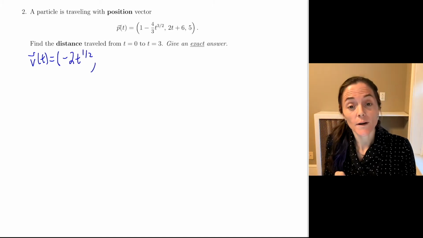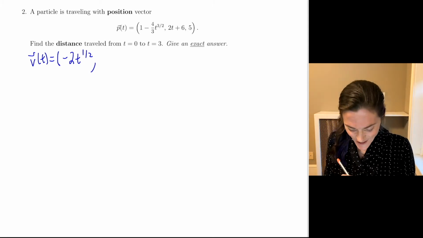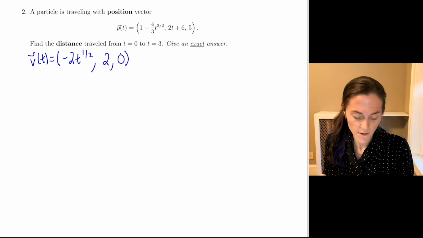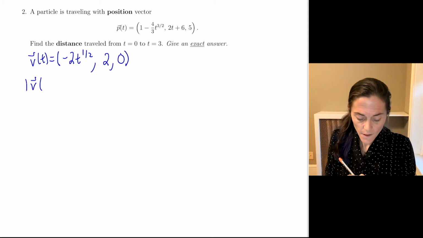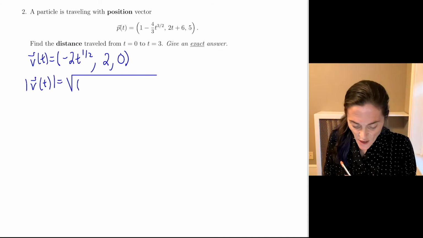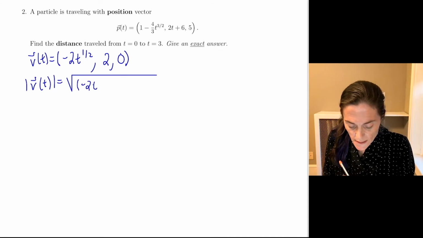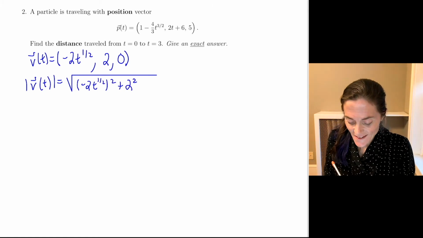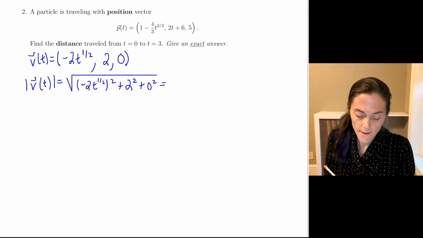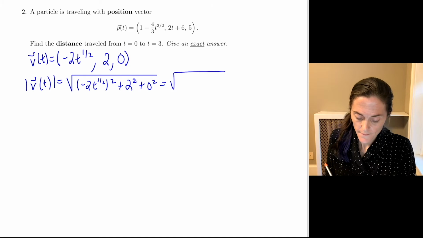The derivative of the second coordinate is 2, and the derivative of the third coordinate is 0. Now calculate the length of the velocity vector. This is a square root. We have (-2t^(1/2))² plus 2², and then 0². What do we have here?